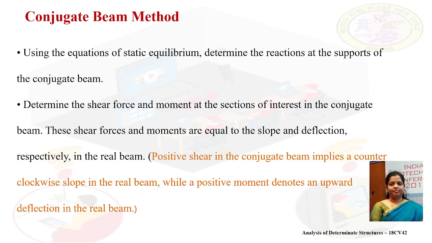Using the equations of static equilibrium, determine the reactions at the supports of the conjugate beam. Determine the shear force and moment at the sections of interest in the conjugate beam. These shear forces and moments are equal to the slope and deflection, respectively, in the real beam. Positive shear in the conjugate beam implies a counterclockwise slope in the real beam, while a positive moment denotes an upward deflection in the real beam.